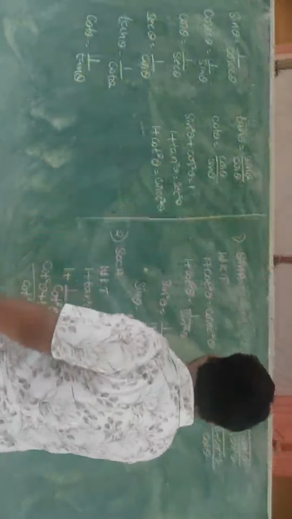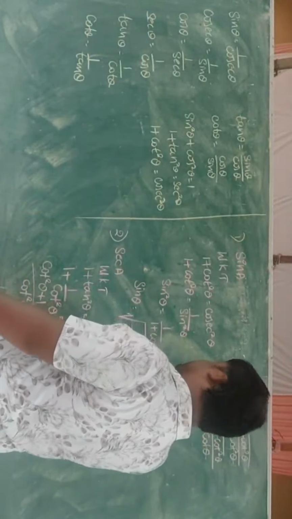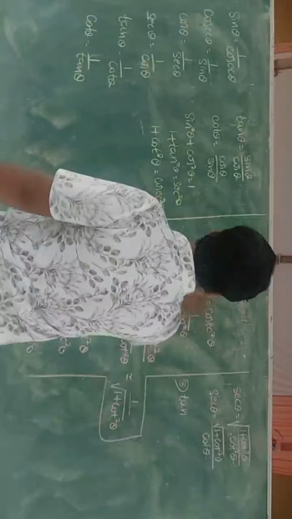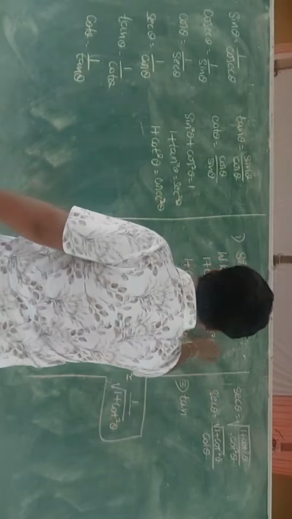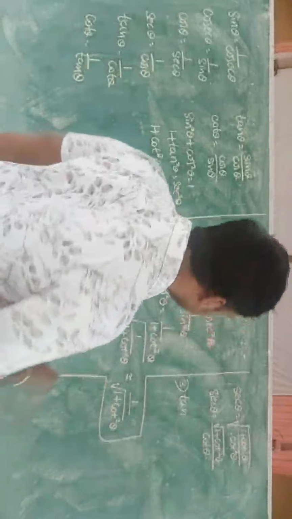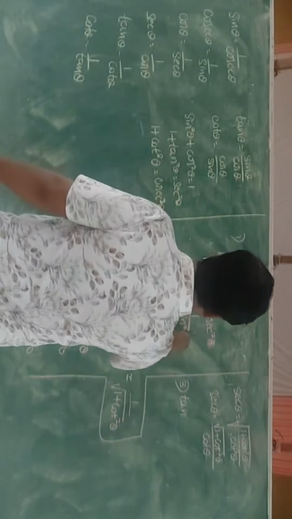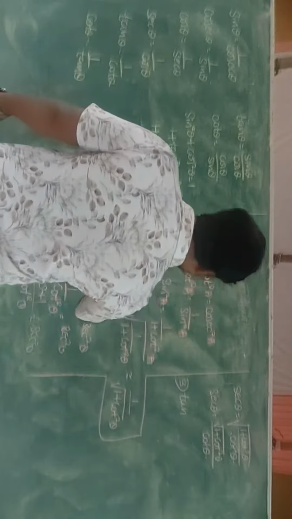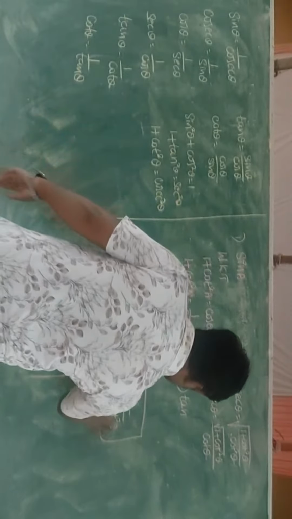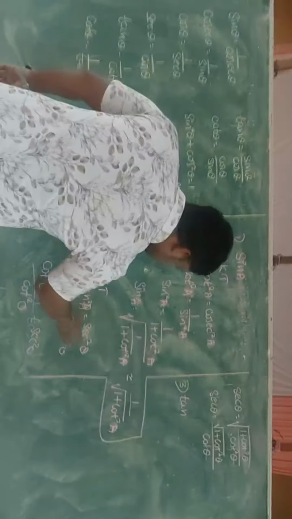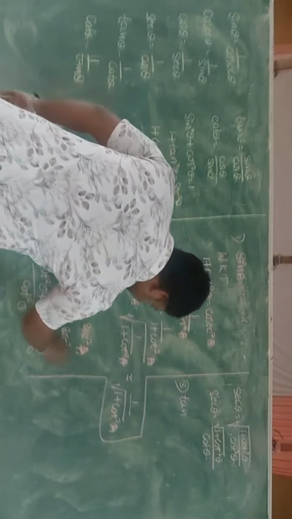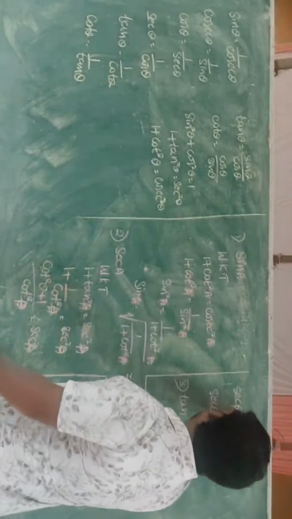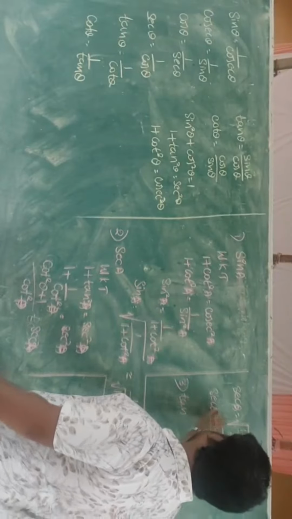Then the third one, they ask tan A. You can make it A, not theta. Everywhere, all the angles are A. Okay, so now tan A in the form of cot A. Can anyone tell the answer?